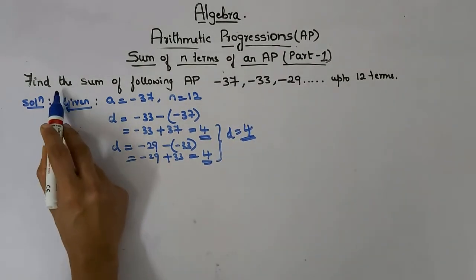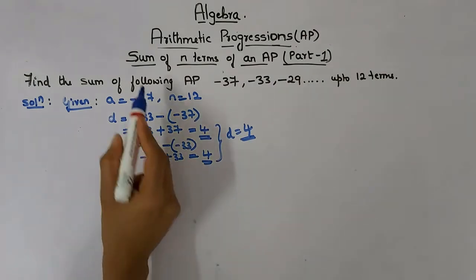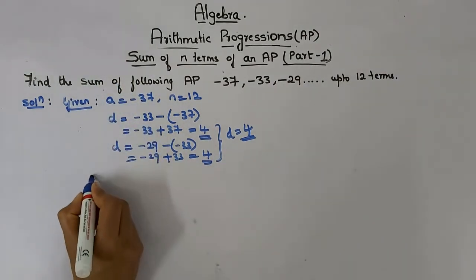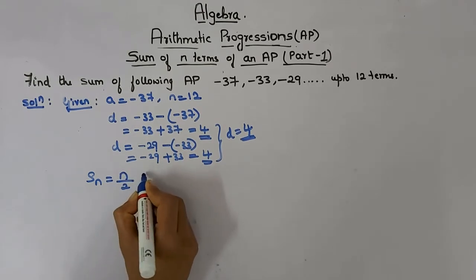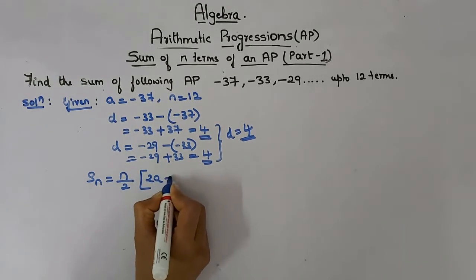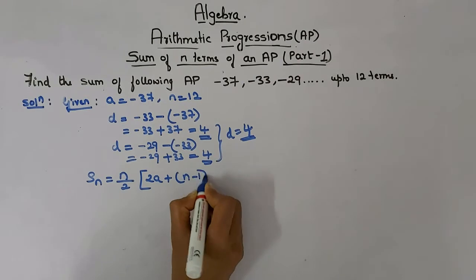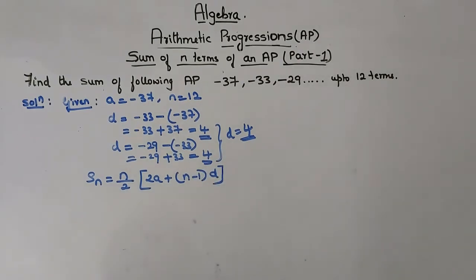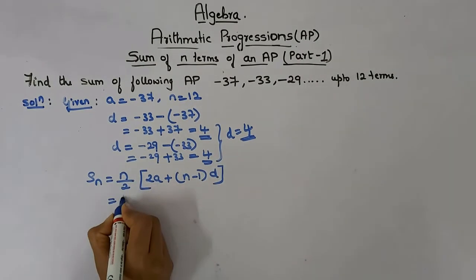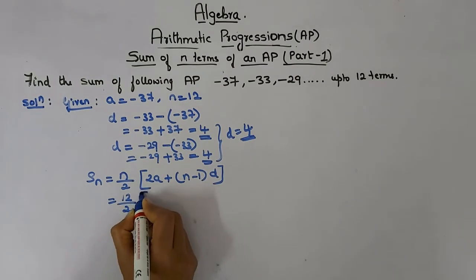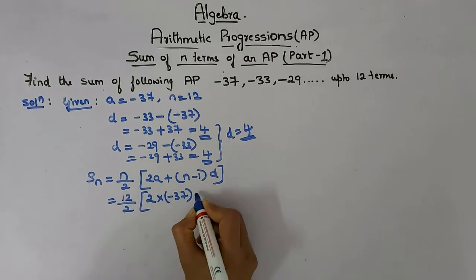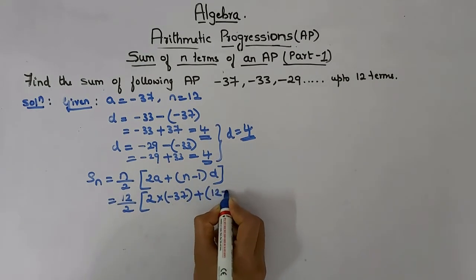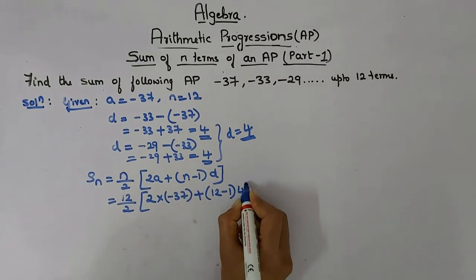And here they have asked us to find the sum of the AP. So your Sn, we know Sn is equal to n by 2 into (2a plus (n minus 1) into d). Here n is 12. So 12 by 2 into (2 into a, which is minus 37, plus (n is 12 minus 1) into d, which is 4).